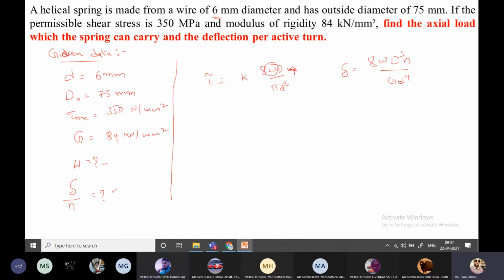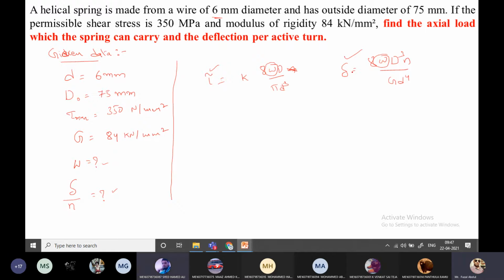So this is one equation to calculate W, and we have this other equation to calculate W. Between these two, which equation is suitable for this problem? That is the first question. After writing the question, in this manner we have to analyze. Both equations calculate W, but which is best suited for calculating the answer?